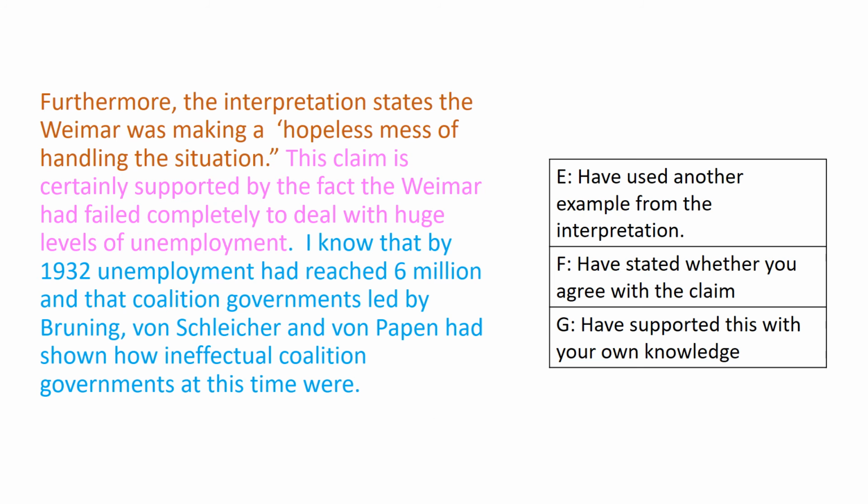Here's the second bit. Remember, I don't need to put the main argument again, but I do need to use another bit of information from the interpretation, which is what a lot of you didn't do. So it says, furthermore, the interpretation states that Weimar was making a hopeless mess of handling the situation. Remember, again, I'm stating whether I agree. So this claim is certainly supported by the fact that Weimar had failed completely to deal with the huge levels of unemployment. Then I'm going to back that up with my own knowledge. So I know that by 1932, unemployment had reached 6 million, or 6.2 million I could have put, and that the coalition governments led by Brüning, von Schleicher and von Papen had shown how ineffectual coalition governments were at this time.